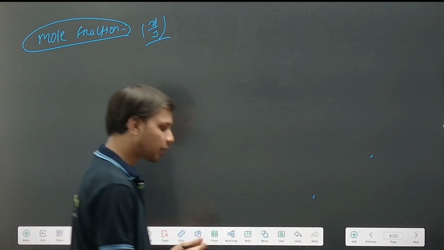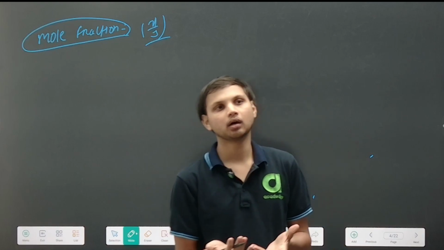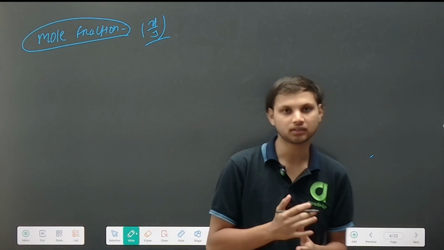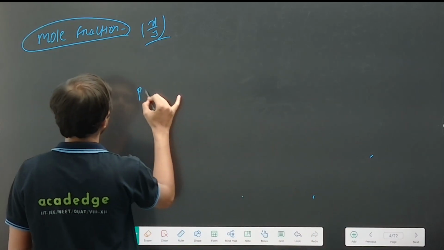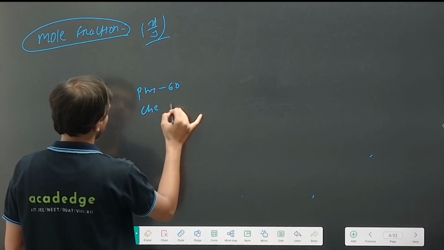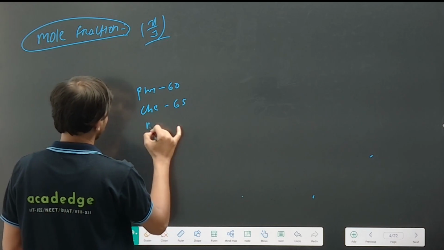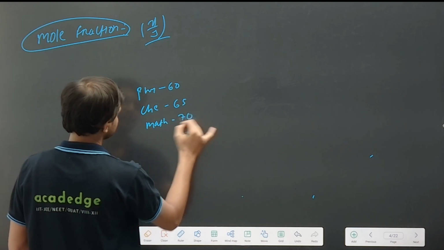Let's suppose there is a mark distribution in a result. Suppose I scored 60 in physics, 65 in chemistry, and 70 marks in maths.